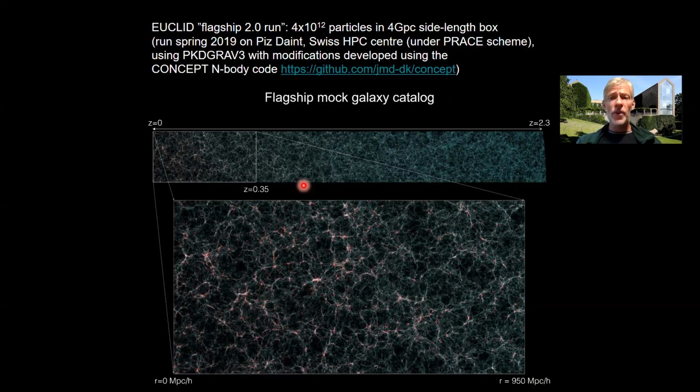We're also incorporating these effects in some of the large Euclid runs that have been done. So for example, in the Flagship 2 run, which is 4 times 10 to the 12 particles, it's very large. Massive neutrinos have been taken into account, and you can tell the difference.